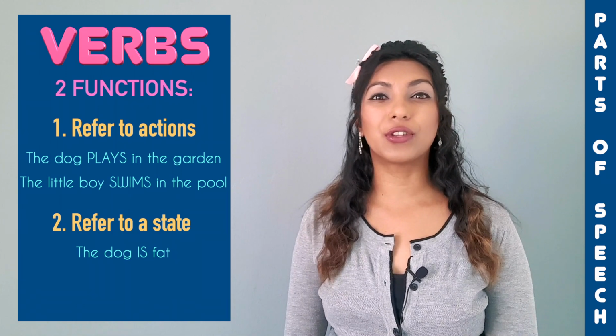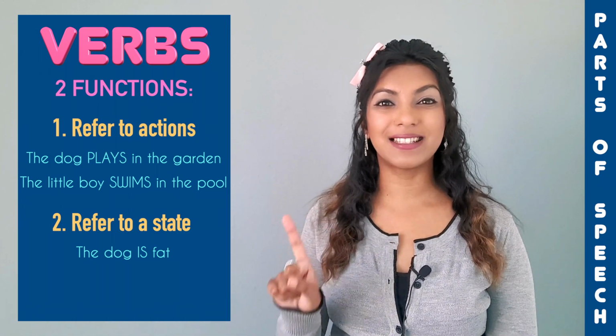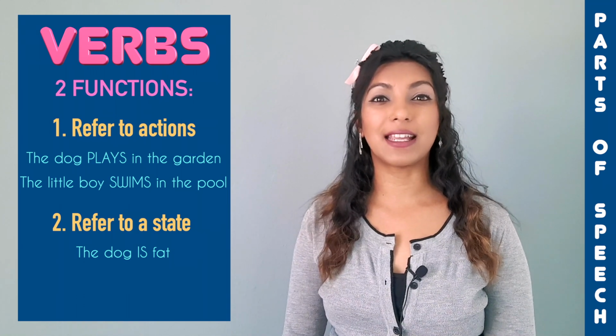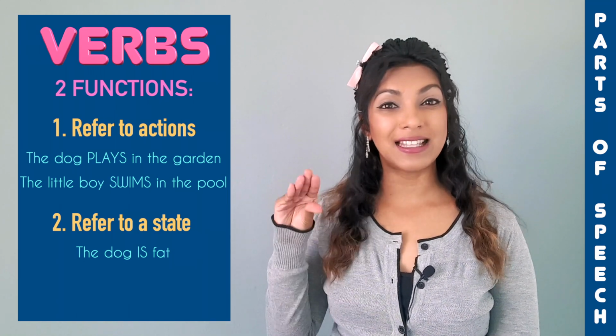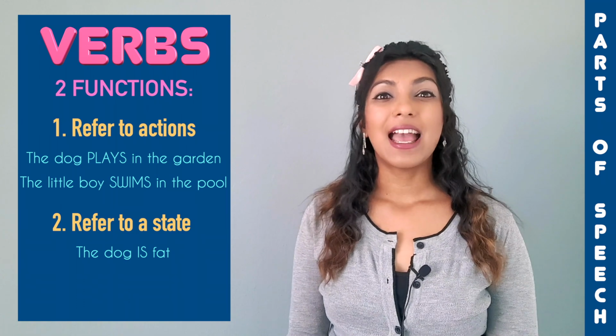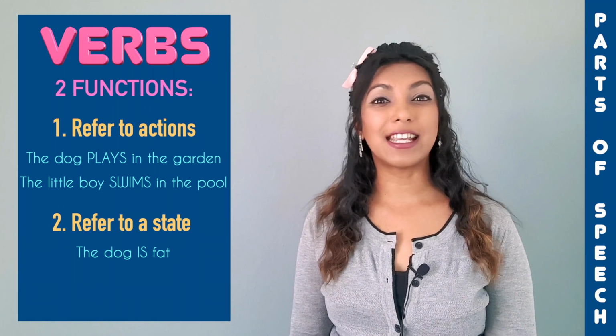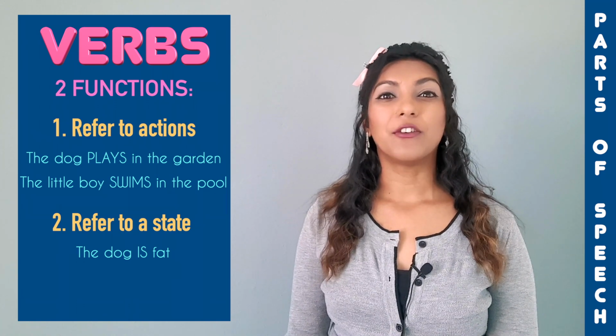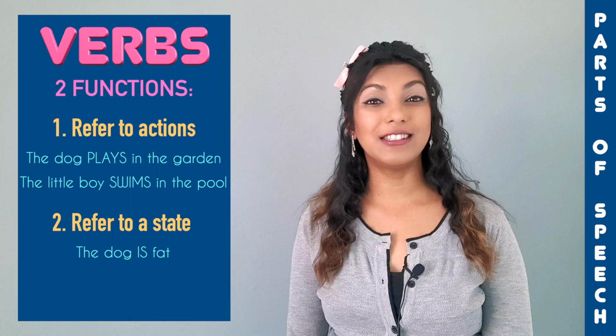Now, I want you to know that we cannot write a single sentence without a verb. So I want you to always make sure that every sentence you write and say has a verb in it. And it would be great if you knew how to identify the verb in each sentence. Remember, verbs are used for actions and states.